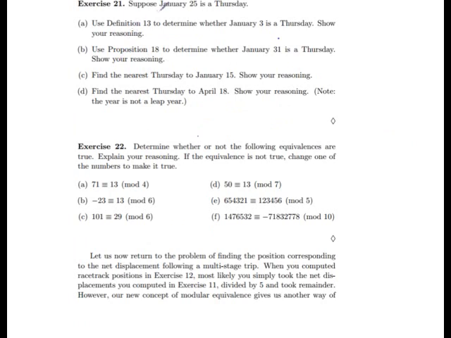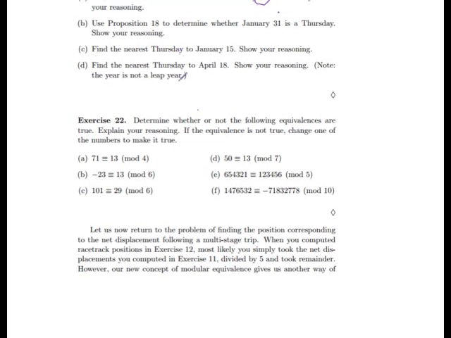For instance, this question here: suppose January 25th is a Thursday. Use definition 13 to determine whether January 3rd is a Thursday. Now remember, here we're talking about days of the week, so you have to think about what's the modulus in this case. Well, you've got Monday, Tuesday, Wednesday, Thursday, Friday, Saturday, Sunday, 7 possibilities. Your modulus is 7, so that's the modulus you're going to use on these two numbers, 25 and 3. Okay, so you should be able to show this using these concepts of modular equivalence.